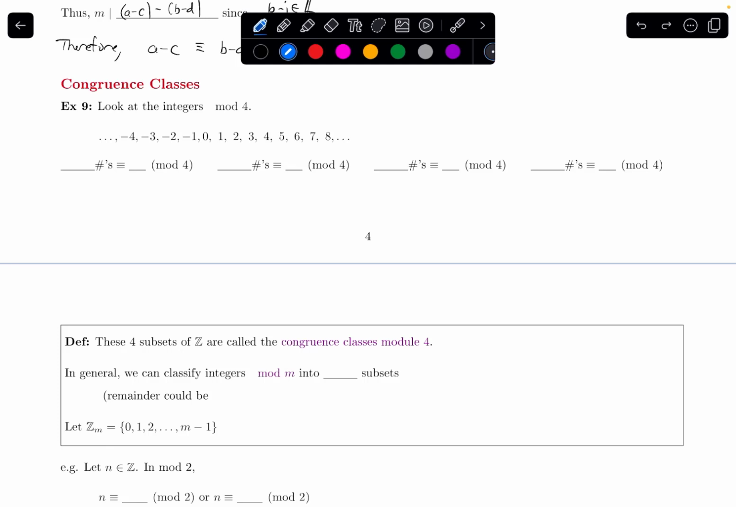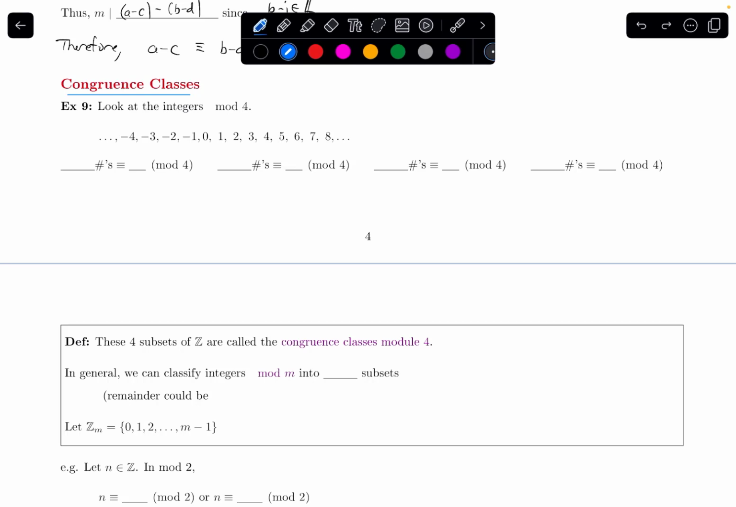In this video, we will talk about congruence classes. So I want to motivate this with an example. Let's look at the integers mod 4. Here I have a list of just some of the integers, but of course they continue on in both directions forever. When I think about integers mod 4, that means, what are the possible remainders I get when I divide by 4?